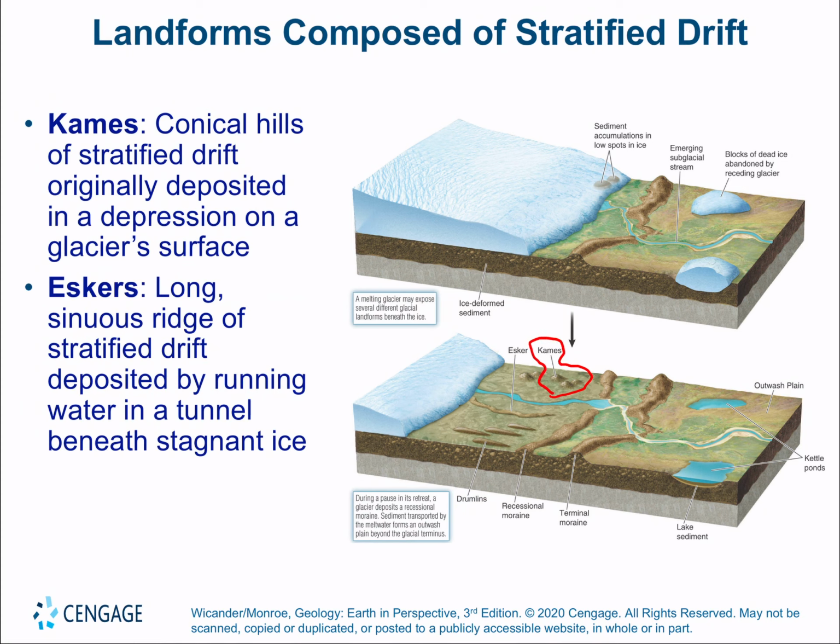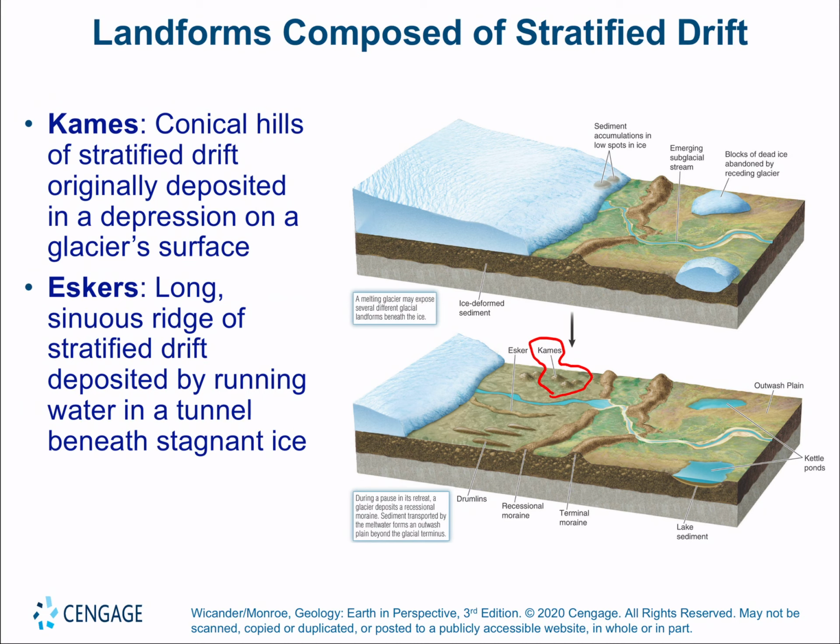I'll circle them for you. And then again we have our eskers. An esker is a long sinuous ridge of stratified drift. Remember, sinuous means bending. So it's this bending ridge of stratified drift. It is deposited by running water in a tunnel beneath ice that's not going to move.